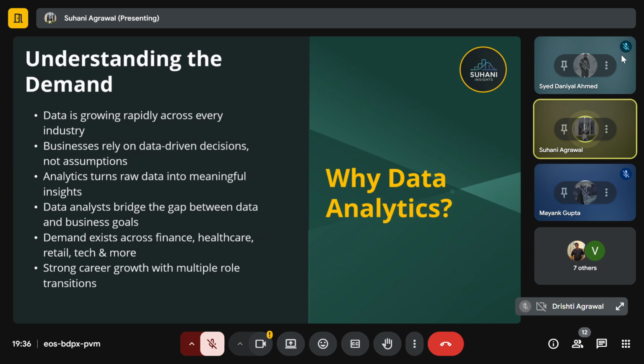We all know every business has its own data. It can be of sales, customers, products, or marketing feedback. But data alone means nothing. Data is growing rapidly, but if we do nothing with the data, or if we do not get any insights from the data, that data will be of no use.